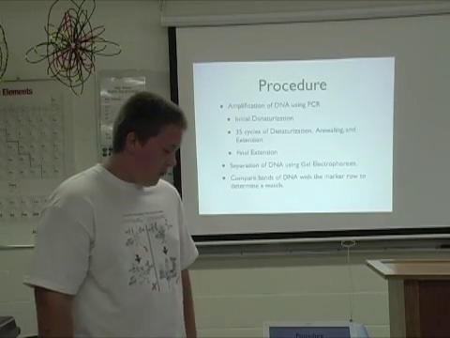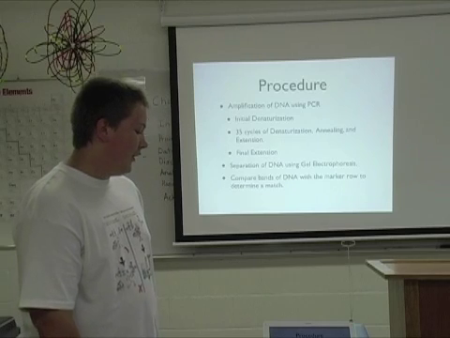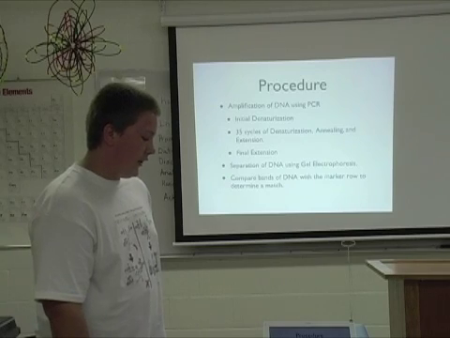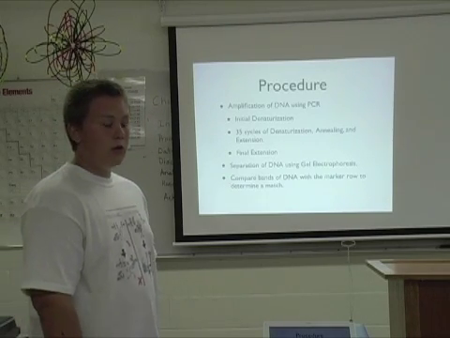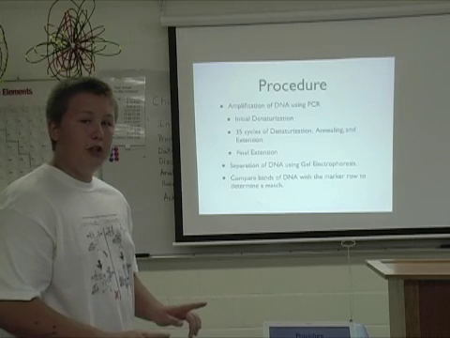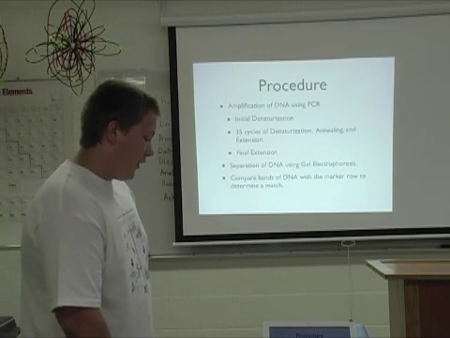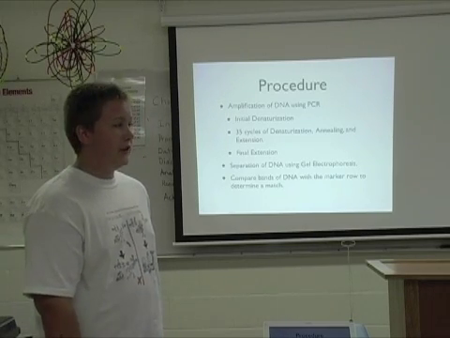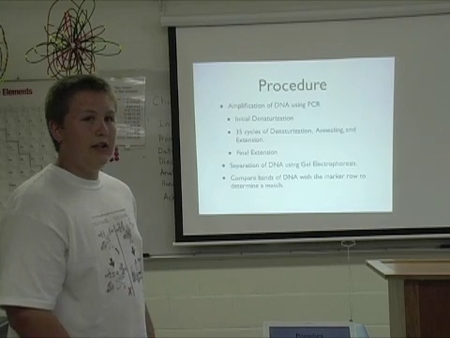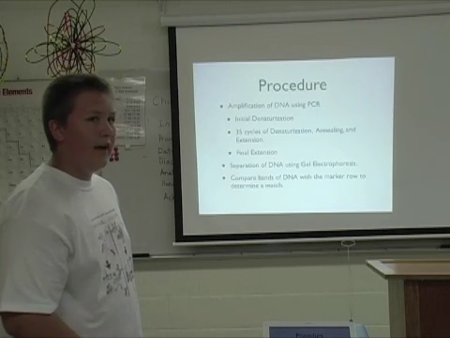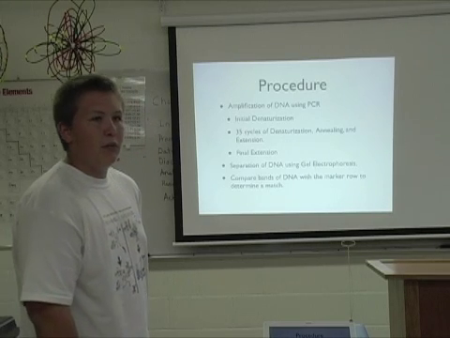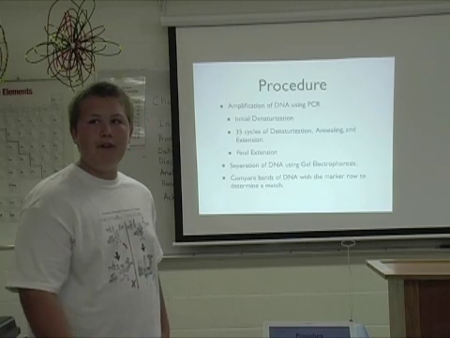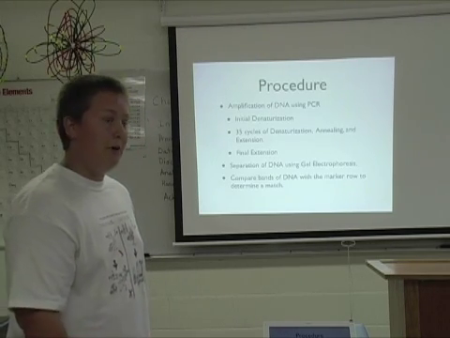My procedure: we used amplification of DNA using PCR, and the steps are the initial denaturization, which takes the whole double helix DNA and splits it into two parts, and then it goes through 35 cycles of denaturization, annealing, which uses the primer that we added to it, and it attaches to one of the strands of DNA, and then the extension, which copies the entire strand. And then it goes through denaturization again, 35 cycles of just splitting, attaching, and copying.